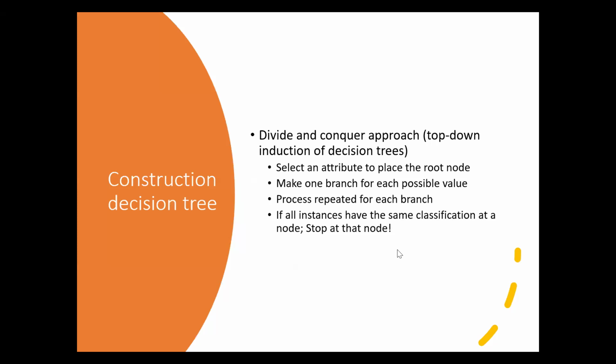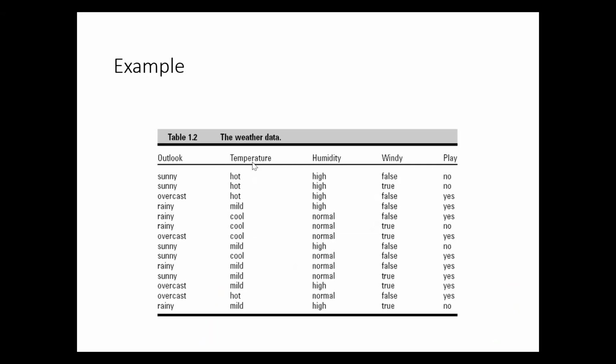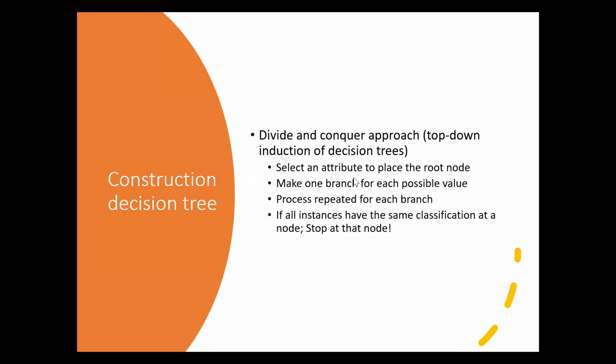So first of all, you need to decide which attribute you are going to use. Out of the four attributes we have, outlook, temperature, humidity, and windy, we need to select one attribute to put as the root node. And once you do that, for each attribute value, we have to create branches. And you repeat this process. How do you end this? If you take the instances in the node, if they all have the same classification, we have to stop at that point. That's where we define something called the leaves. Okay, so I hope you got an idea.